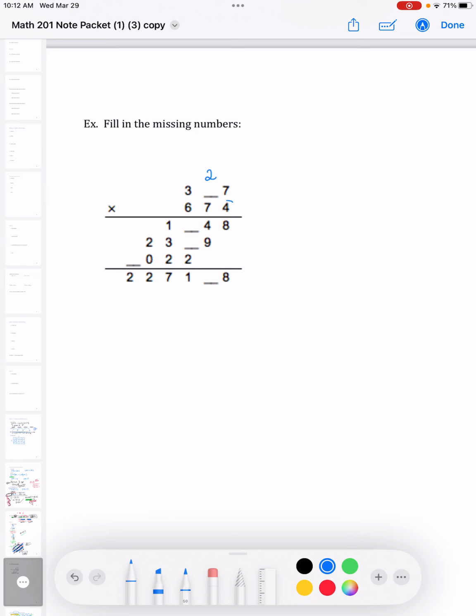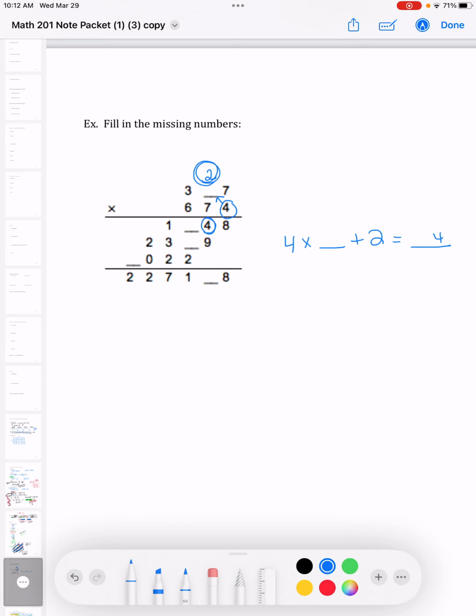I'm going to keep with the 4 for this next step. This is the only important step. If you get this, then you're good to go with the problem. This tells me 4 times something plus 2, because remember I've got that 2 up here that I carried over, is equal to something with 4 in the ones place.